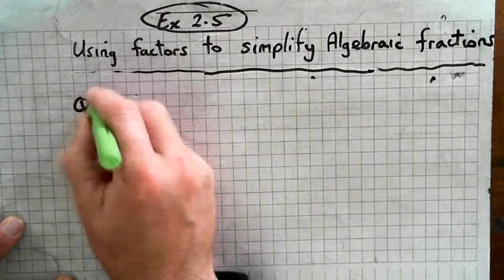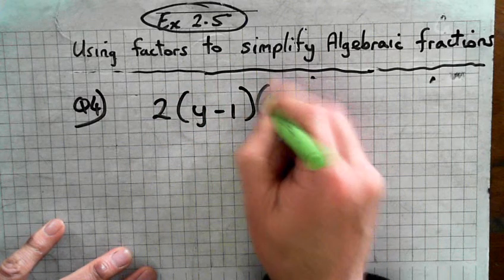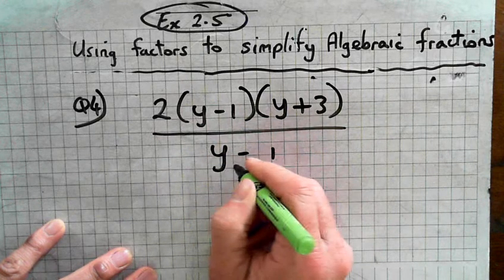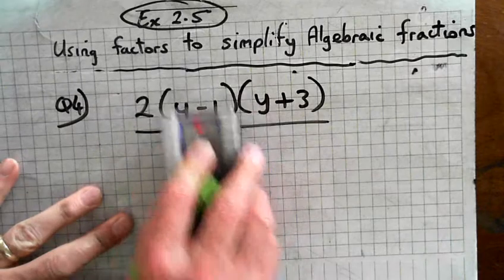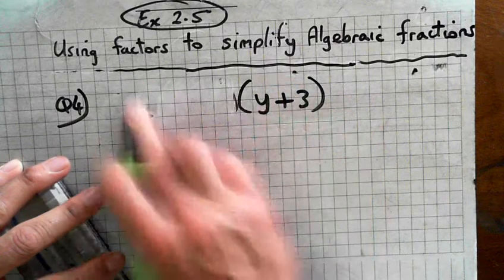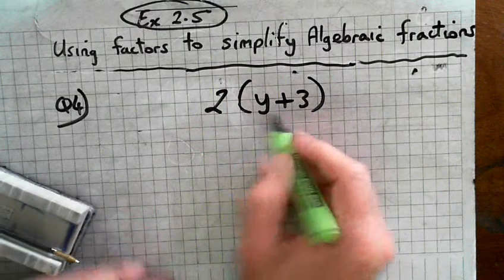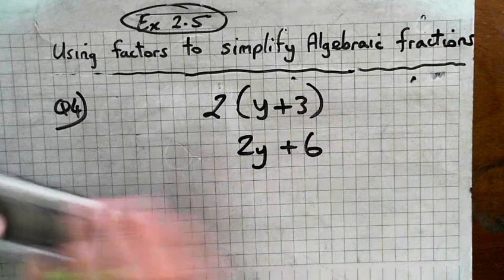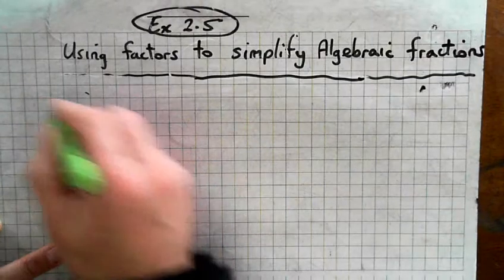Question 3. Question 4. 2 bracket y minus 1, times y plus 3 over y minus 1. Not as difficult as you think. Watch this. y minus 1 divided by y minus 1 is 1, so what's left is 2 times y plus 3. But there's something else we can do. There's a bracket there. 2 times y is 2y, plus 2 times 3 is 6. There you go, 2y plus 6. It's easy. Easier than you thought.